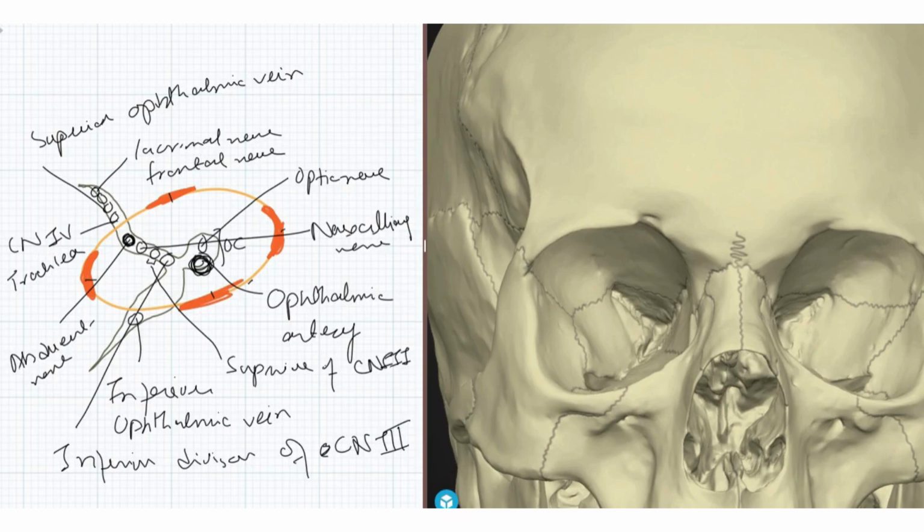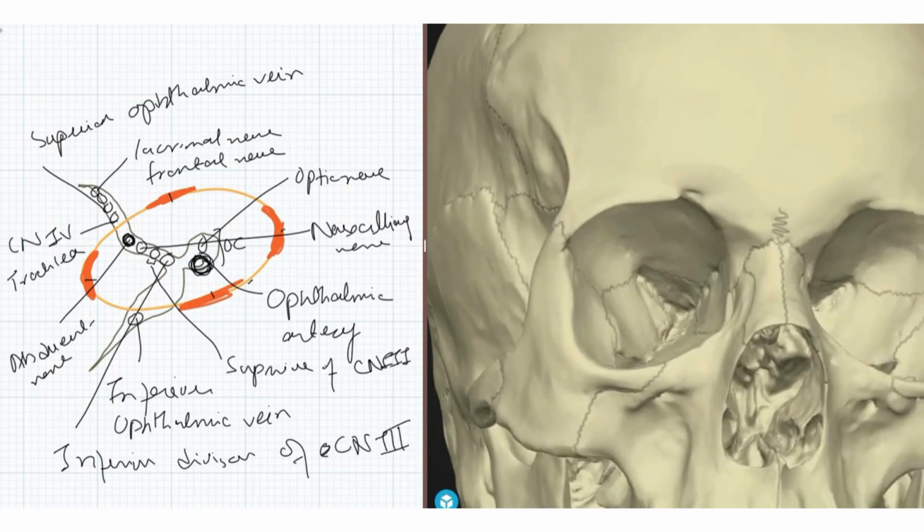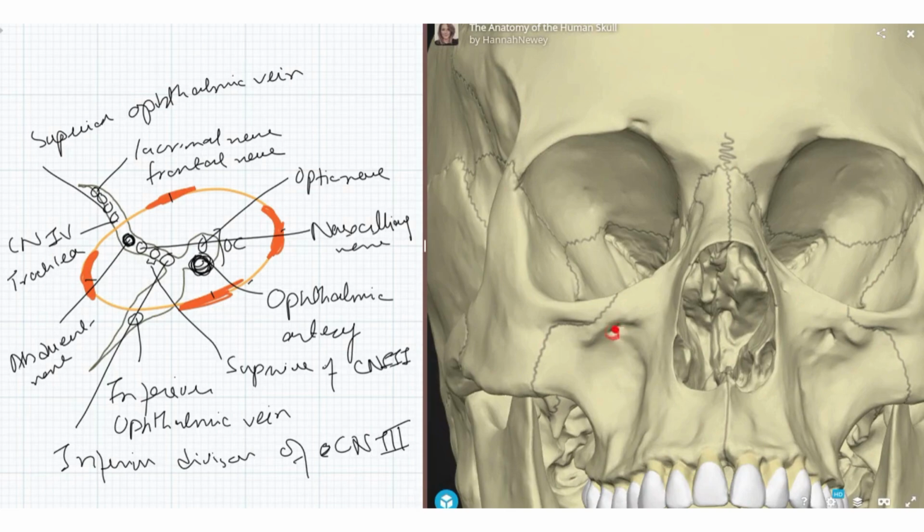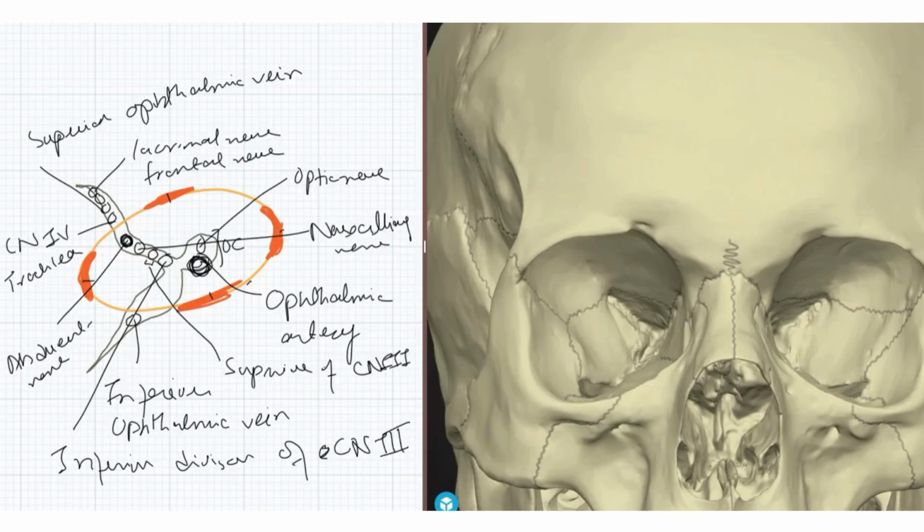I forgot to tell you that the lacrimal nerve, frontal nerve, and nasociliary nerve are the branches of the fifth cranial nerve, which is the trigeminal nerve. And a few of its branches will pass from right over here. Now, this foramen over here is known as the infraorbital foramen. From here will pass the infraorbital nerve, which is also a division of the fifth cranial nerve, which is the trigeminal nerve, of course.